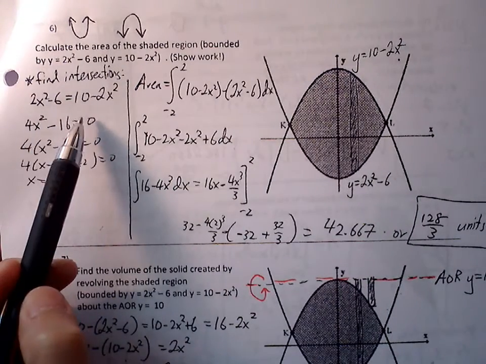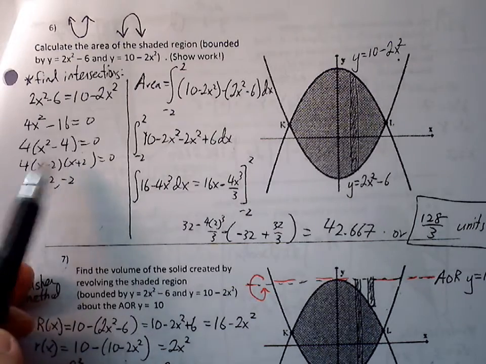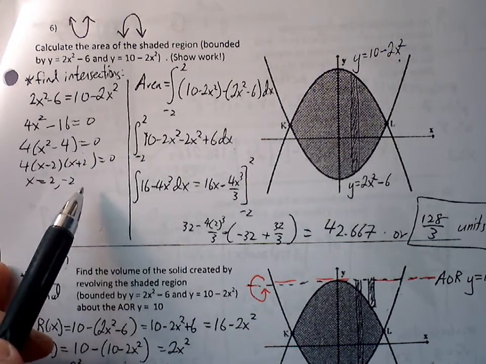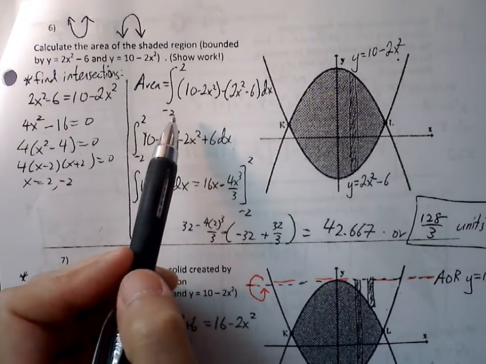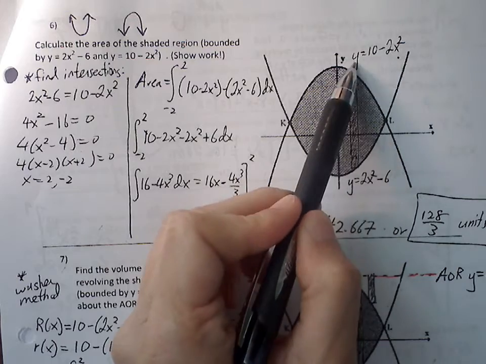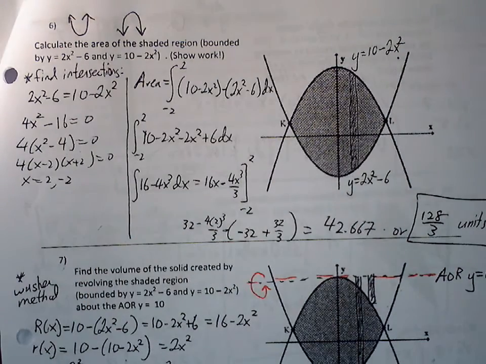We set the two equations equal to each other. We bring everything over to one side, factor out the 4, continue factoring difference of squares. We get 2 and negative 2. So then our area formula is just top minus bottom. Top is the 10 minus 2x squared. The bottom is the 2x squared minus 6.